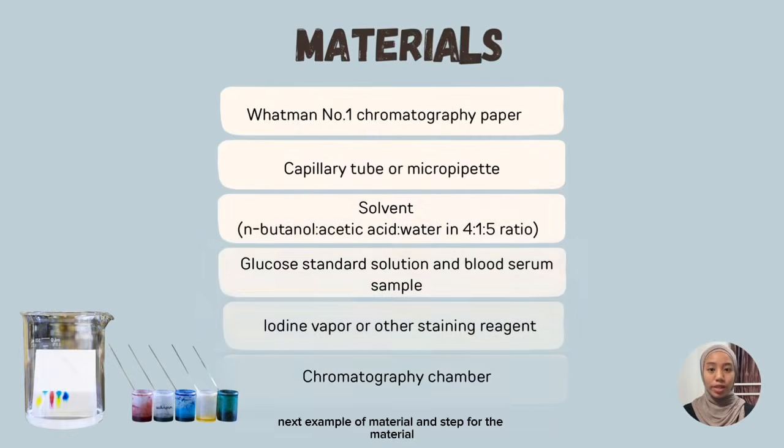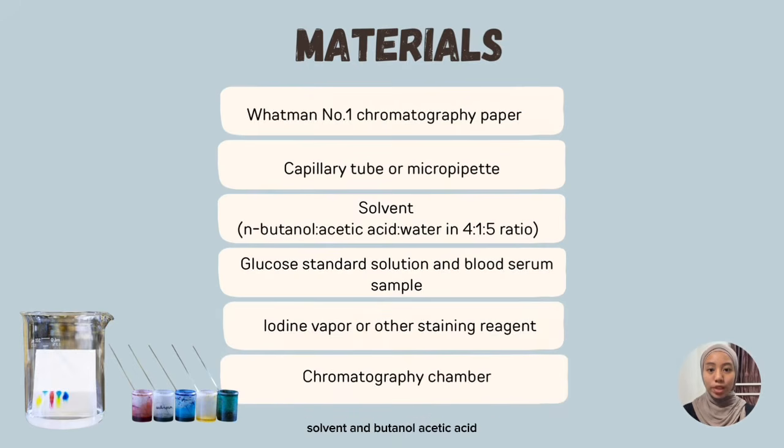For the material, we need Whatman number 1 chromatography paper, capillary tube or micropipette, solvent, butanol, acetic acid, and water in a 4:1:5 ratio, glucose standard solution and blood serum sample, iodine vapor or other staining reagent, and lastly a chromatography chamber.